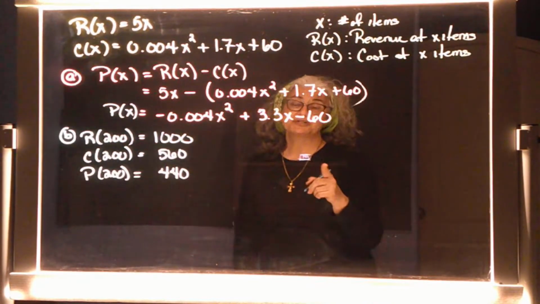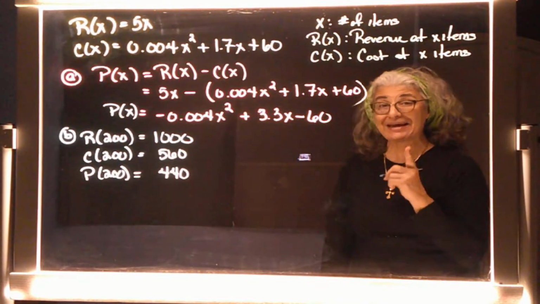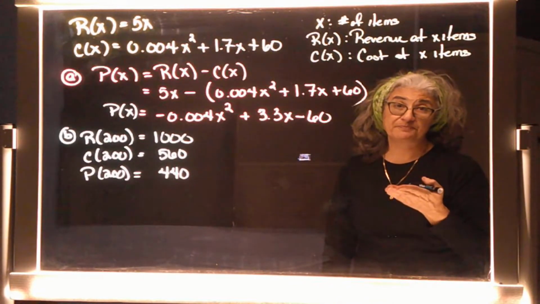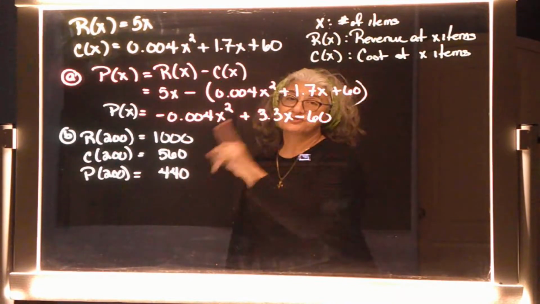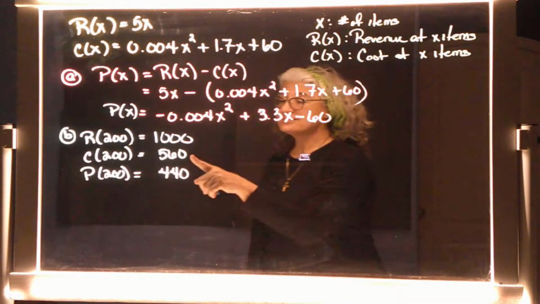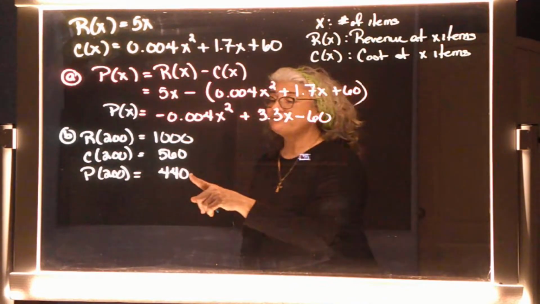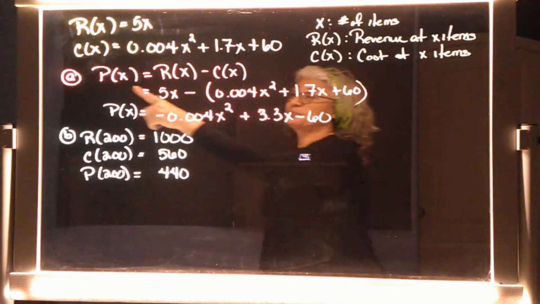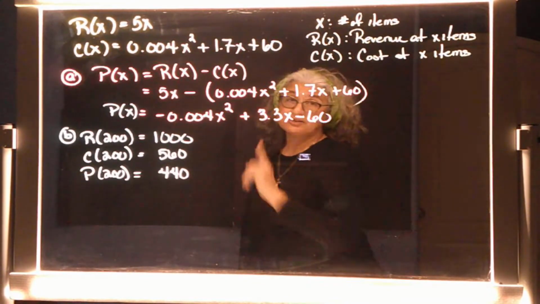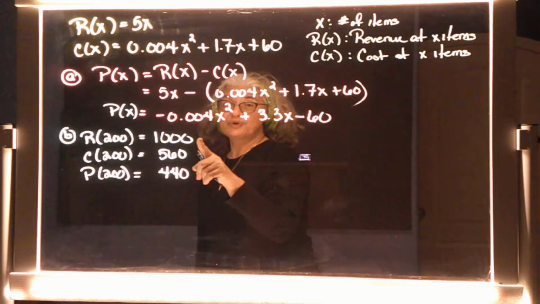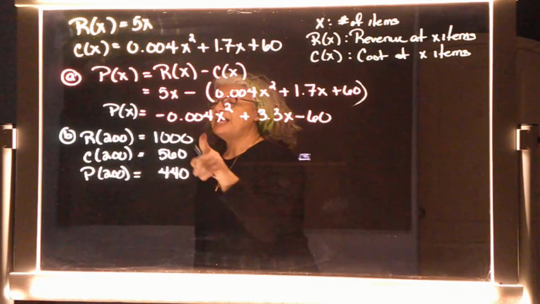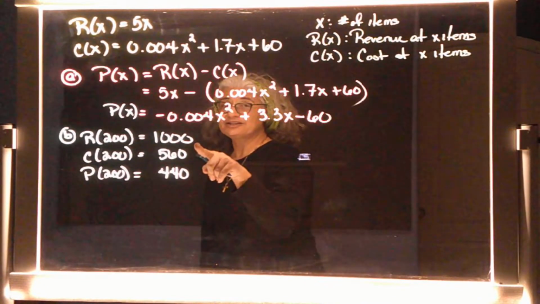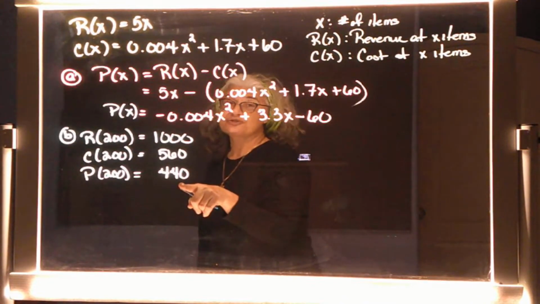Now, before we move on to part C, let's make sure part B makes sense. So revenue, cost, and profit are all in dollars. Agreed? So my revenue is $1,000, isn't it? My cost is $560. My profit is $440. Remember what we said in part A? To find the profit, you're going to take the revenue, subtract the cost. Well, if the revenue at 200 items is $1,000 and the cost at 200 items is $560 and I subtract the two, I better get $440, shouldn't I?